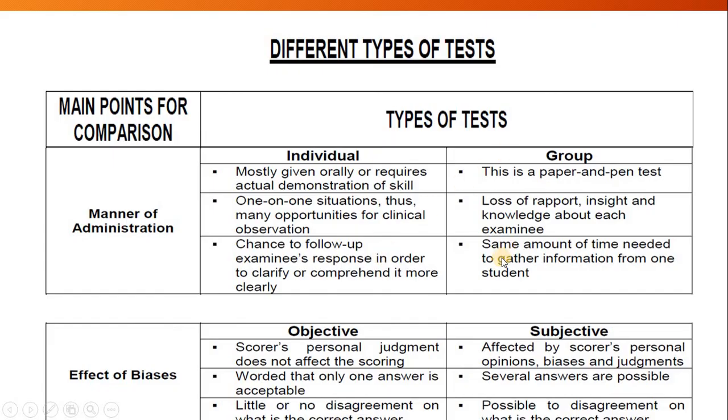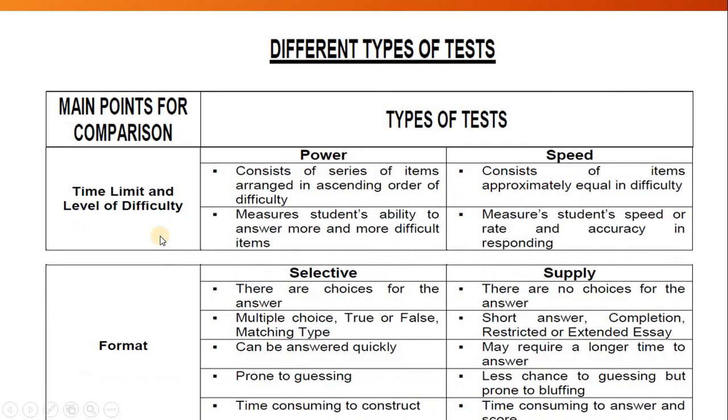Another one, manner of administration, individual and group. So, if we say individual, oral, or demo, actual demo skills. For group, ito, pasok talaga si paper and pen test. There. Effect of bias, objective and subjective. Yung sinasabi nating pen and paper test, those are objective type. Pag subjective naman, sometimes pasok doon si performance-based test at saka si portfolio.